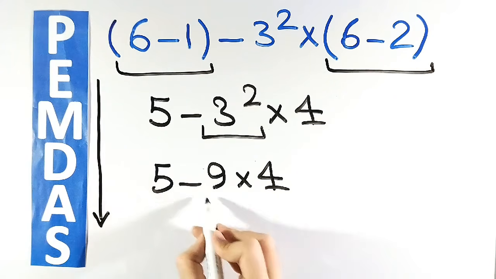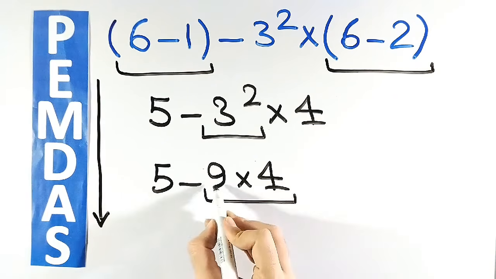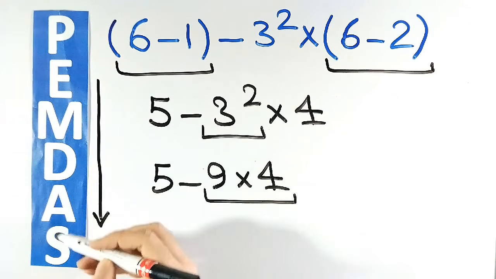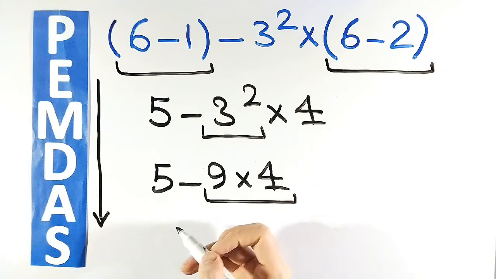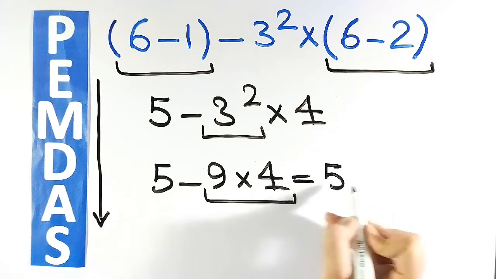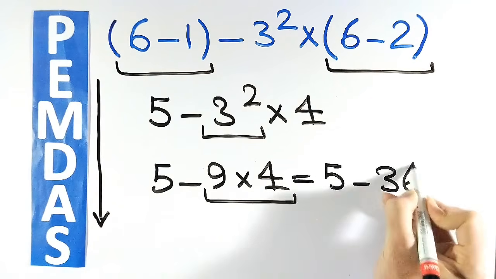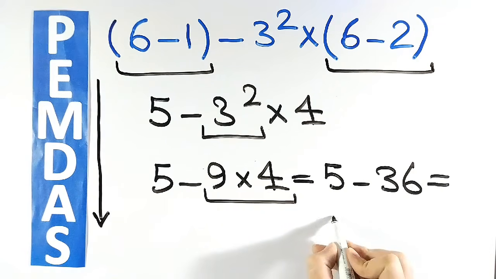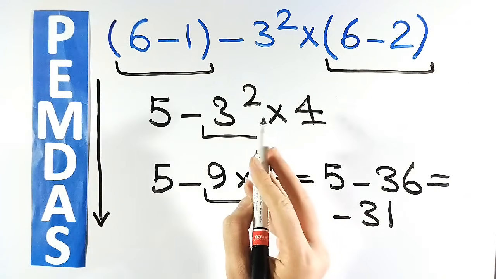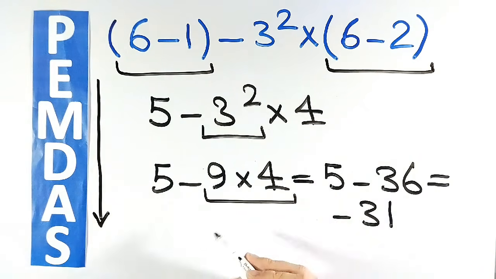And the final step, we go for the multiplication between 9 and 4 because multiplication has a higher priority than subtraction. So, instead of this expression, we can write 5 minus 36, which finally gives us the answer, negative 31. Alright, now let's solve the final math question together.